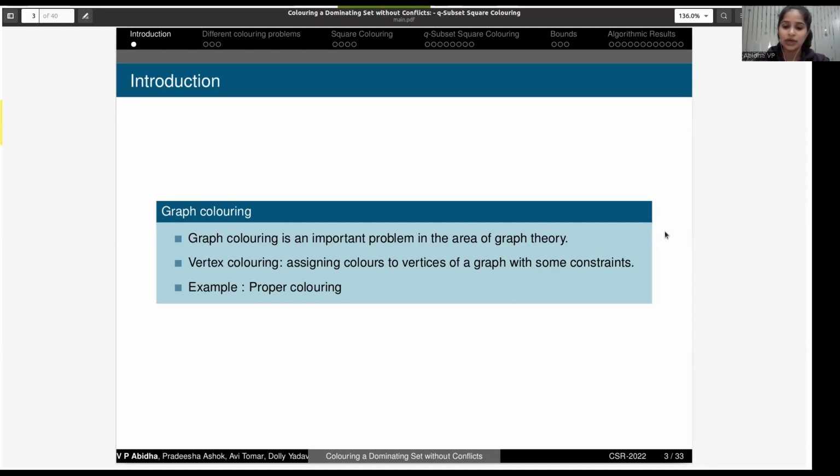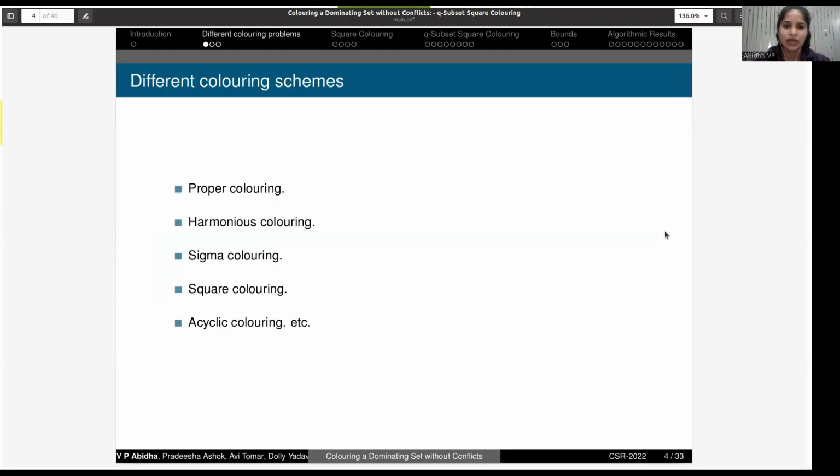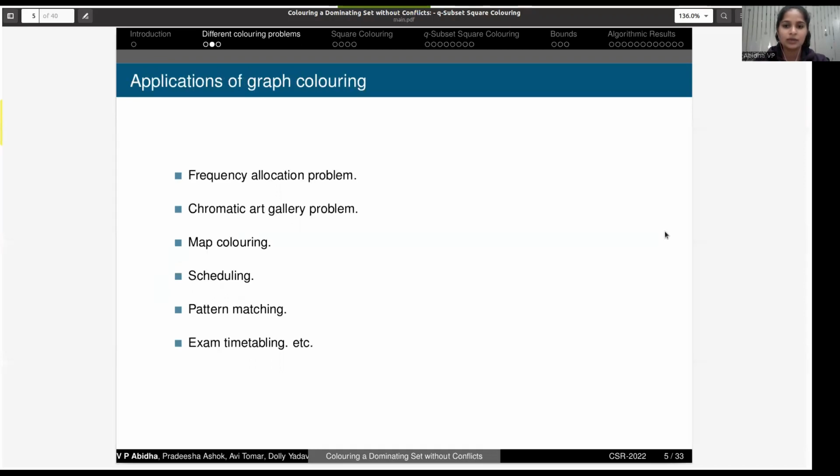Graph coloring is not only used in the map coloring problem, there are many other real-world applications. Based on different applications, there exist different coloring schemes also. These are a few of the many existing coloring schemes: harmonious coloring, sigma coloring, square coloring, acyclic coloring, etc. Here are some of the many applications of graph coloring problems: frequency allocation problem, chromatic art gallery problem, map coloring, scheduling, pattern matching, timetabling, etc.